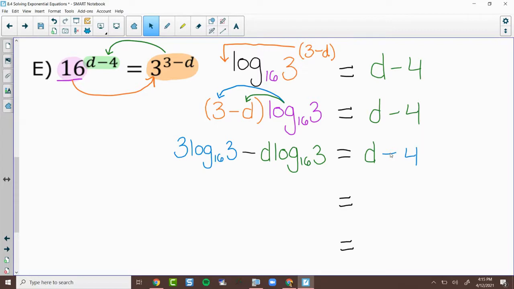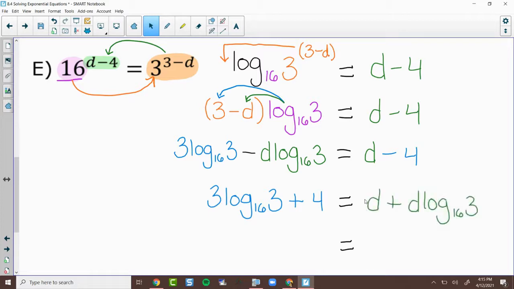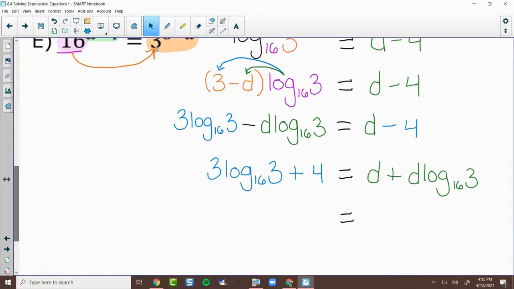So now I've got numbers and variables on both sides. So we're going to go ahead and separate them. So we are going to put all of our numbers on one side. So I'm going to add 4 to the other side, and I'm going to get anything with a variable on the other side. So I'm going to add that d log 16 of 3. All right, I see both of those have a D. So all I'm going to do is say you have a D, you have a D.